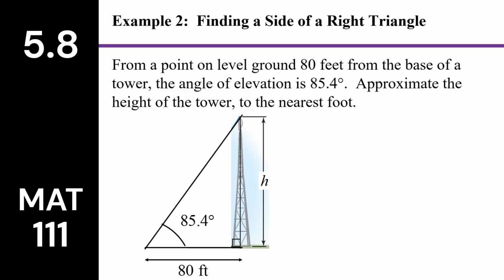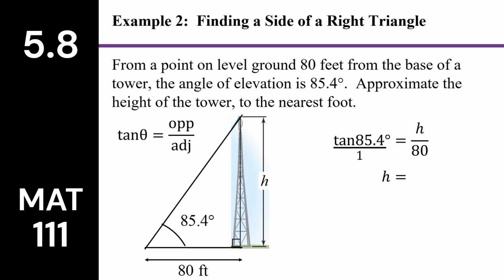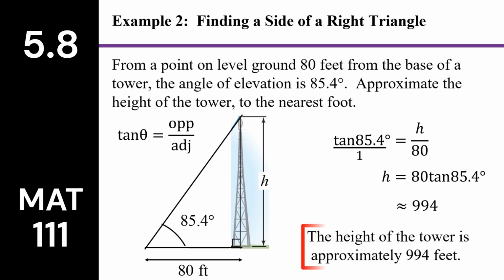Because we know the side that's adjacent to this angle and we're looking for the side that is opposite this angle, we'll use the tangent function. So the tangent of 85.4 degrees equals h over 80. Next we want to cross multiply, so we'll put the tangent over 1. Then we'll find the cross product that involves the variable so that it goes on the left, and on the right we'll put the other cross product. We can use our calculator to approximate this value. The height of the tower is approximately 994 feet.